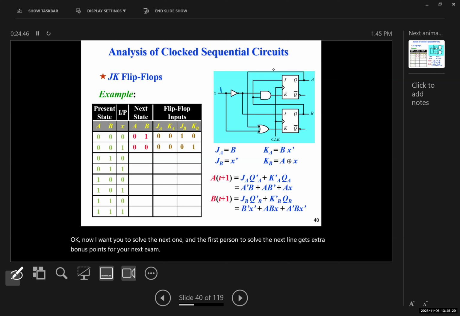So for the next one, A is 0, B is 1 for the current state, or the present state. And X is 0.